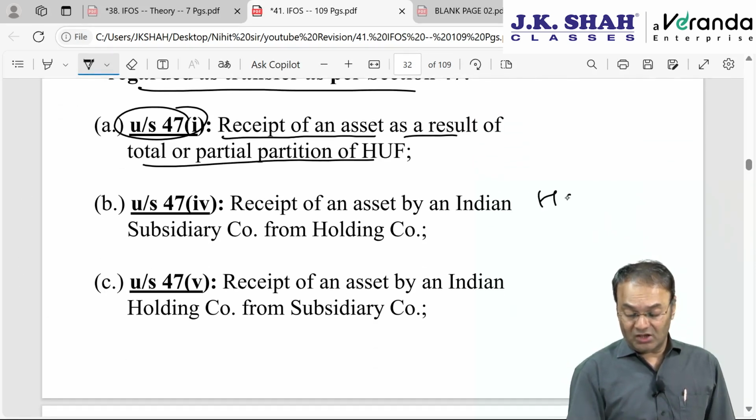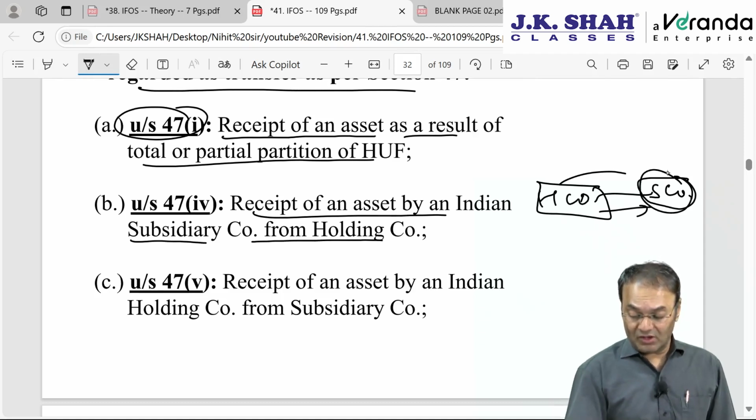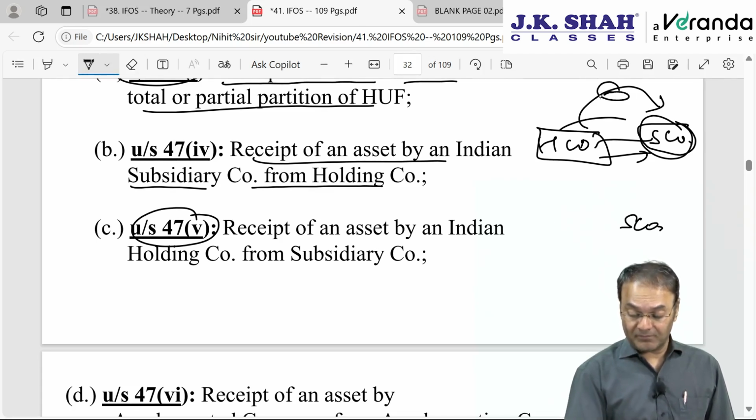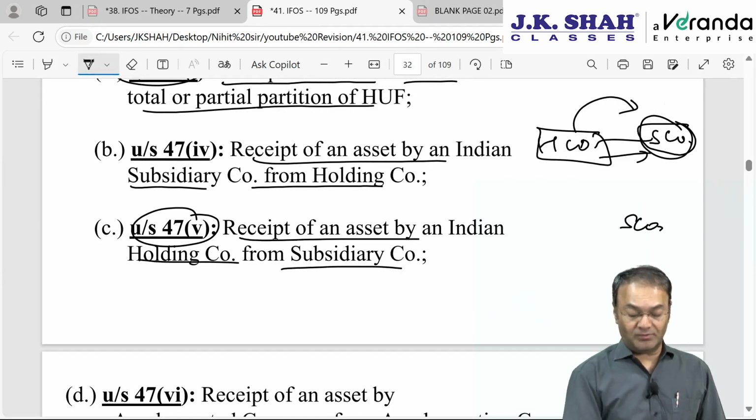Received by an Indian subsidiary company from its holding company. The subsidiary company is receiving, this company is paying. So in such a situation, received by the subsidiary from the holding company. Next is the vice versa, section 47 clause 14, received by a subsidiary company, it is this way only, received by the subsidiary from the holding. Here, receipt of an asset by an Indian holding company from the subsidiary company.